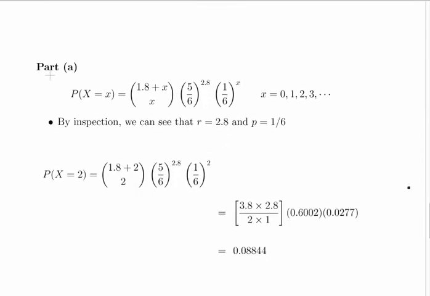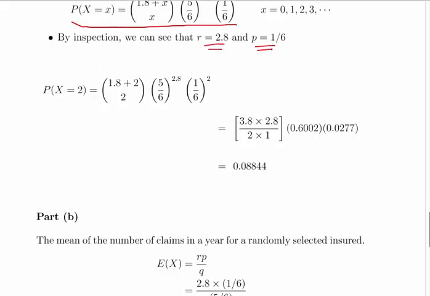So I'm just going to state the question now as is, and follow the question. We're going to use this probability mass function, and what we're asked for is the probability of x equal to 2. By inspection we can see that r is 2.8 and p is 1 over 6. Okay, and the probability of x equal to 2 is as follows.